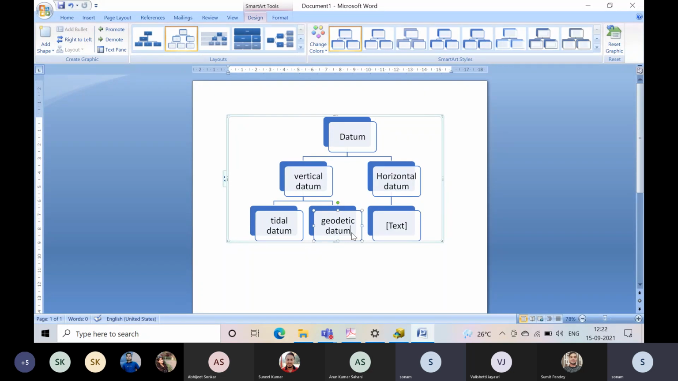Which type of datum will be used in GPS? Now this one is the interesting question. Geodetic. Horizontal datum. If you are measuring the vertical height from the GPS, which type of datum will you use? Topographical? Geodetic? There are only two types of datum, tidal datum and geodetic datum. There is no topographic datum.